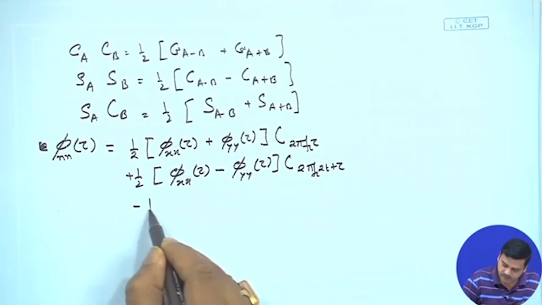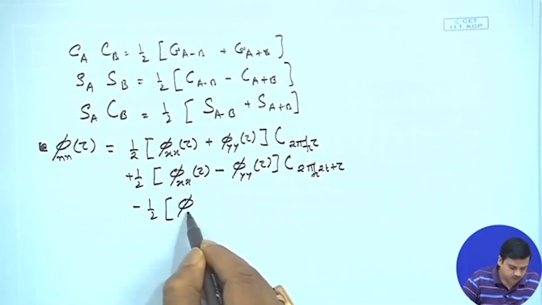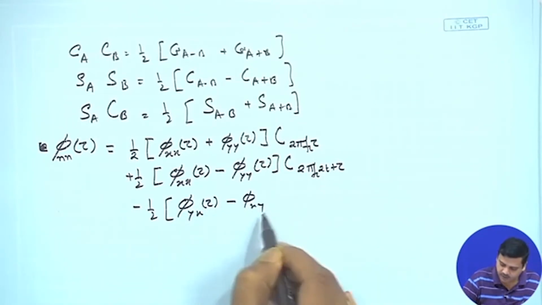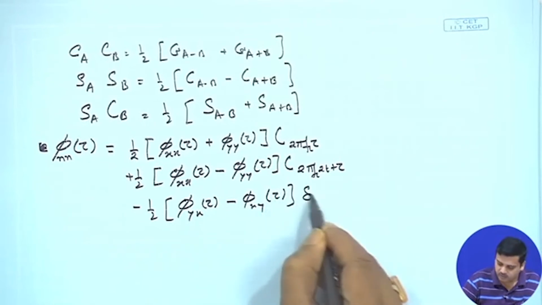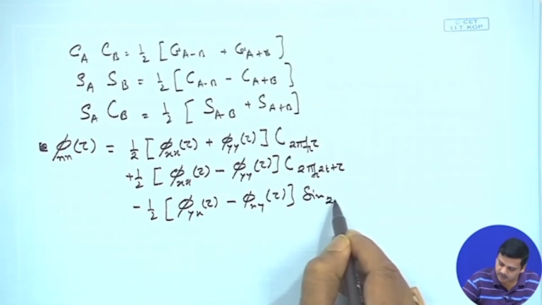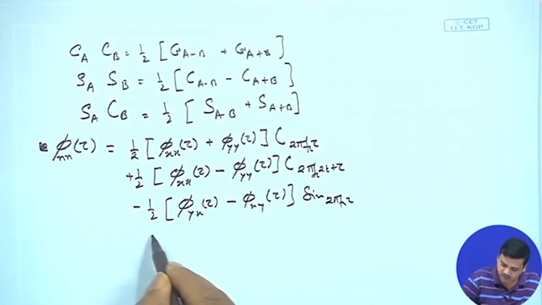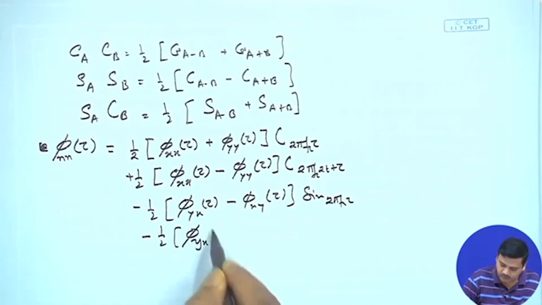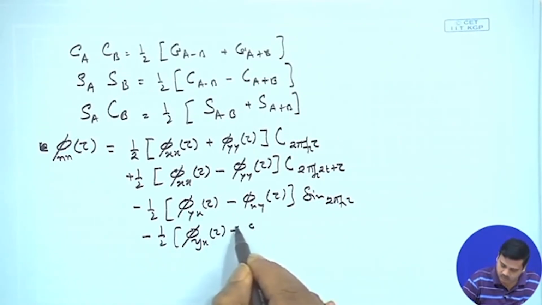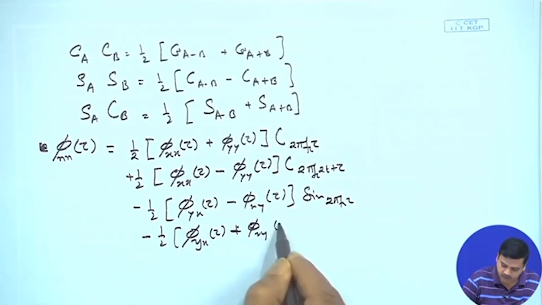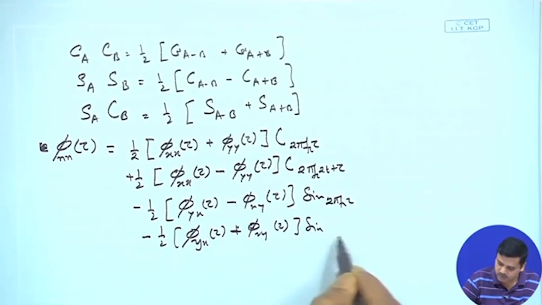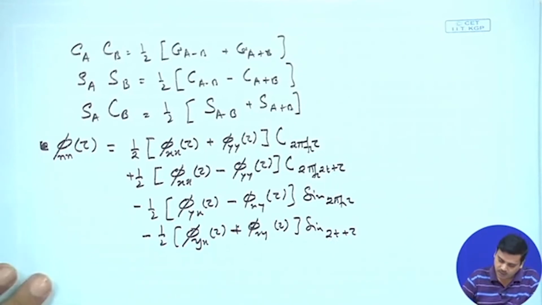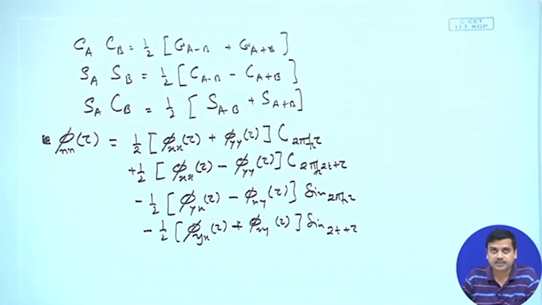Similarly, you are going to get other terms, (phi_yx(tau) minus phi_xy(tau)) times sine(2 pi f_c tau), and minus half of (phi_yx(tau) plus phi_xy(tau)) into sine, in short, I would write 2t plus tau. We have said that n(t) is stationary.